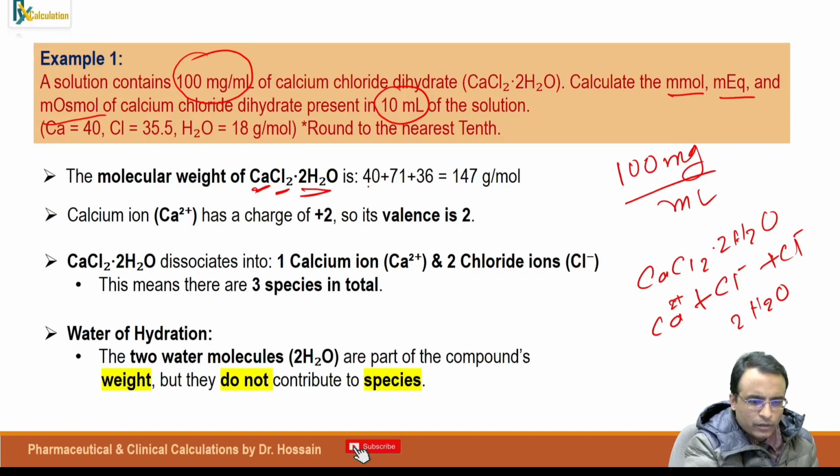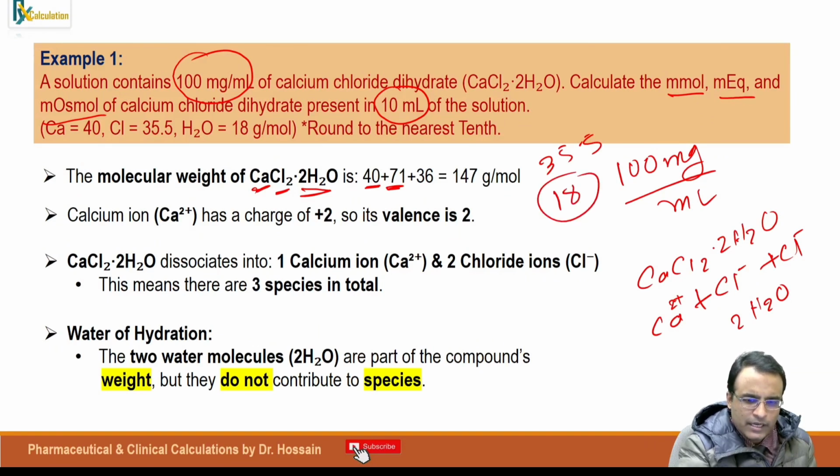The atomic weight of calcium is 40. The atomic weight of chlorine is 35.5 approximately. So 35.5 times 2 equals 71. And then we know the molecular weight of one molecule of water is 18 approximately. That means 18 times 2 is 36. So the molecular weight of calcium chloride dihydrate is approximately 147 gram per mole.